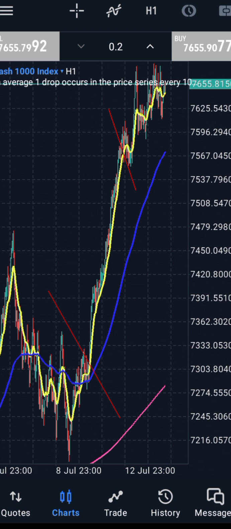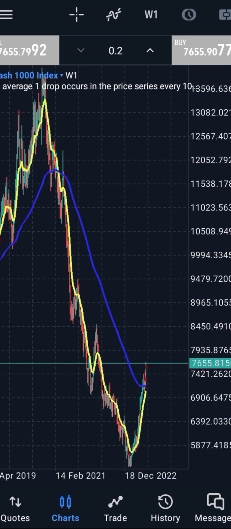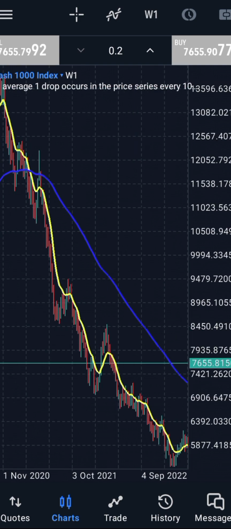Now, even the EMA 10, I use knowing the direction of the market. How I use this, knowing the direction of the market, is on the higher time frame. I don't use it on the lower time frame. I use it on the higher time frame: the daily time frame, the 4 hours time frame, and the weekly time frame. This is a weekly time frame of the Crash 1000.